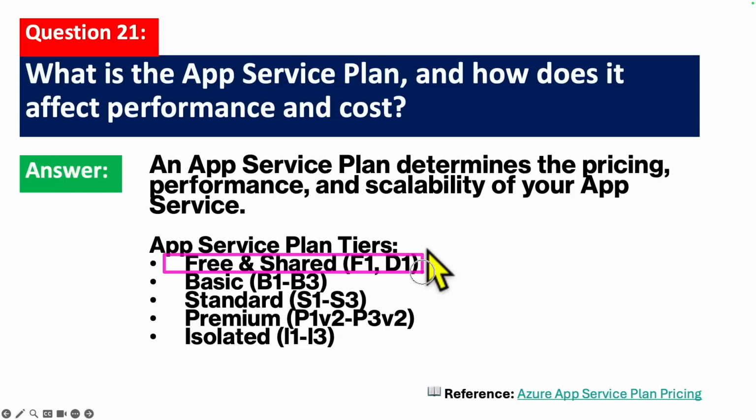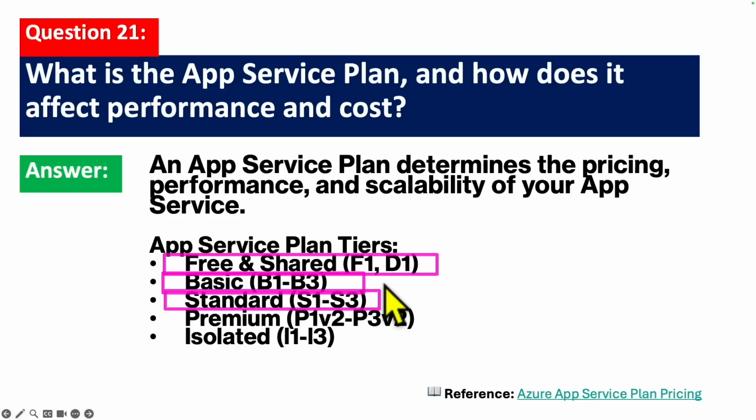The first one is free or shared, F1 D1. This is useful for any sort of basic hosting for testing purposes, or ideal for any sort of low traffic applications and development environments. Next, we have the basic tier. Basic tier is suitable for small scale web applications with manual scaling. This offers you moderate performance with limited features. Then come the better plans. So when you go a tier higher, the performance will increase and the feature set will increase too.